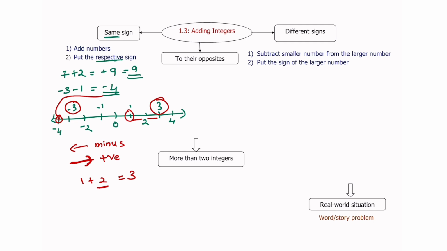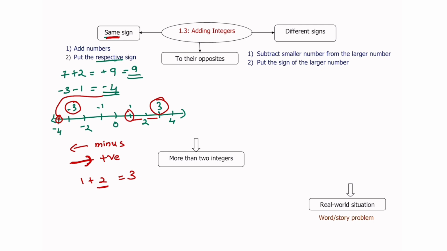Remember, for a negative number, you will go to the left, and for the positive, you will go to the right. That's how you add numbers that have the same sign. Basically, add them, then put the respective sign. Let's do the next one here, which is different sign.